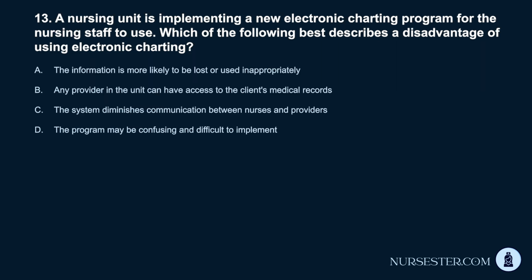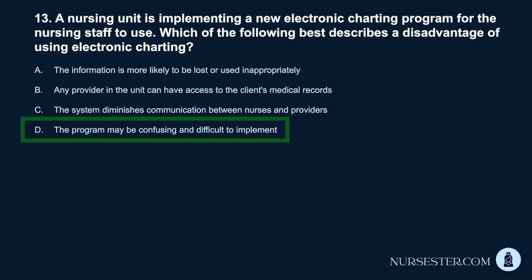13. A nursing unit is implementing a new electronic charting program for the nursing staff to use. Which of the following best describes a disadvantage of using electronic charting? A. The information is more likely to be lost or used inappropriately. B. Any provider in the unit can have access to the client's medical records. C. The system diminishes communication between nurses and providers. D. The program may be confusing and difficult to implement.